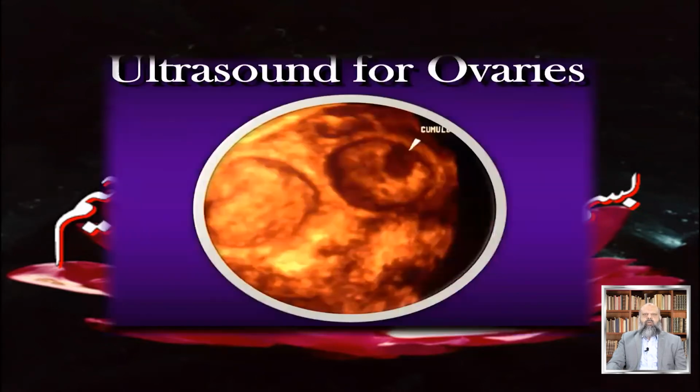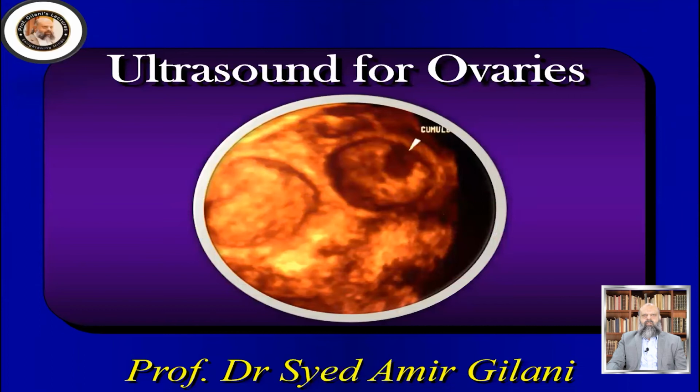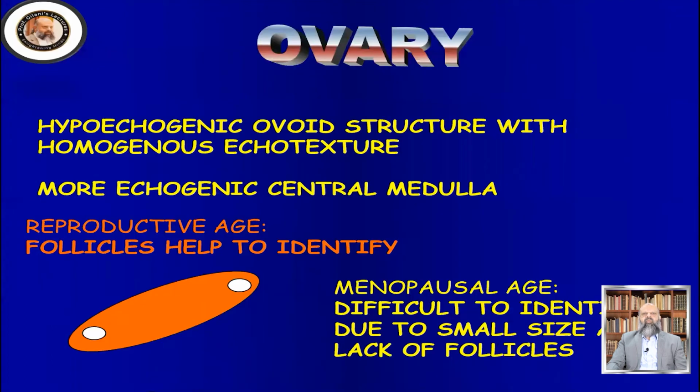I'm Professor Dr. Gilani, and today we are going to discuss ultrasound of ovaries. As we know, there are two ovaries in a normal woman. The ovaries are hypoechogenic oval structures with homogeneous echotexture. A more echogenic central medulla is seen.